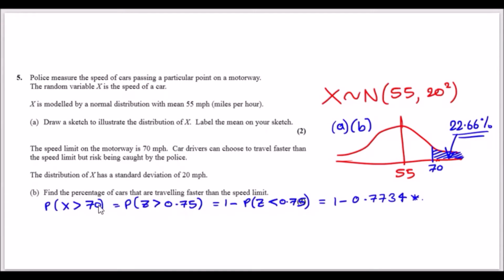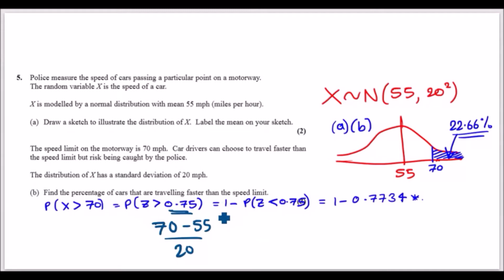Now what I did here is, firstly, to convert to z, it's going to be the following. Let me just quickly get my pen. It's going to be 70 minus the mean, which is 55, over sigma, which is 20, and resulting this you should get 0.75, and that's it.